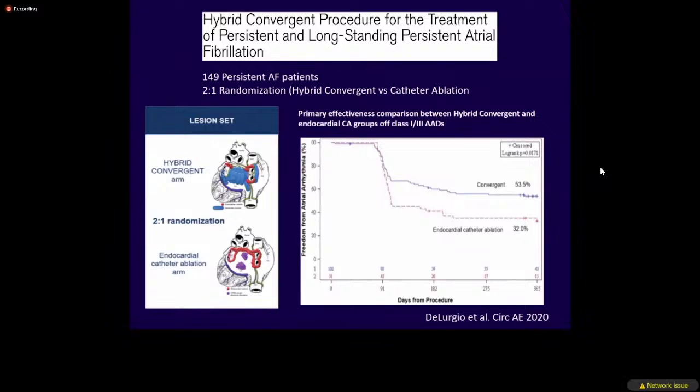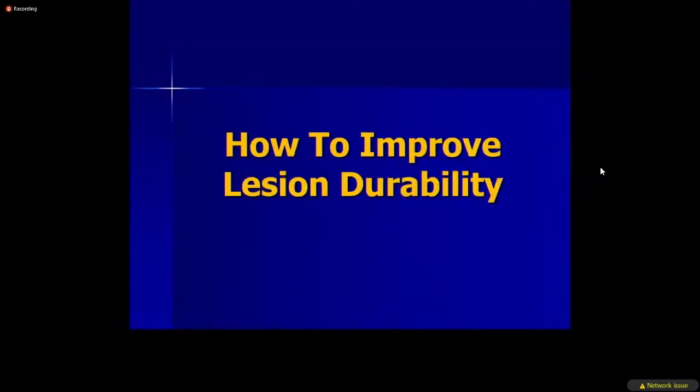If you see the top picture, all those blue are serial linear lesions across the posterior wall. So even with the convergent, it has evolved to this rather than making a box around, which is what they did at the beginning, because by making a box around, even with the surgical approach, there was a lot of reconnection. So this idea of doing more is important and has been realized also by the procedure.